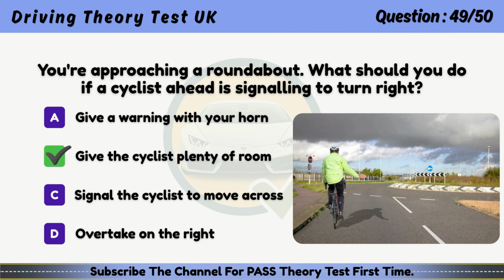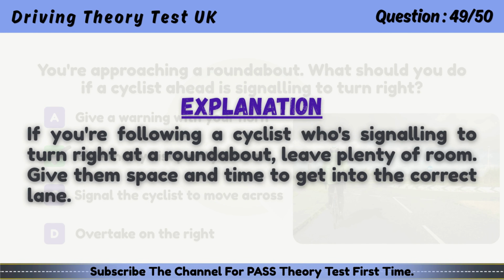Answer is B. Give the cyclist plenty of room. If you're following a cyclist who's signaling to turn right at a roundabout, leave plenty of room. Give them space and time to get into the correct lane.